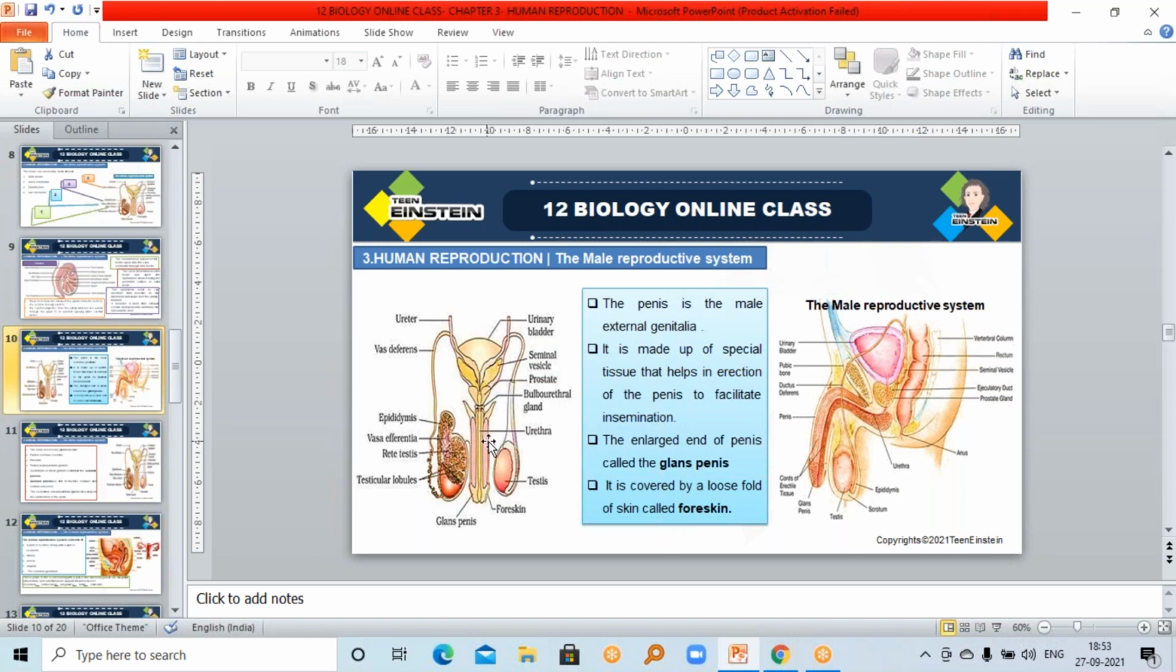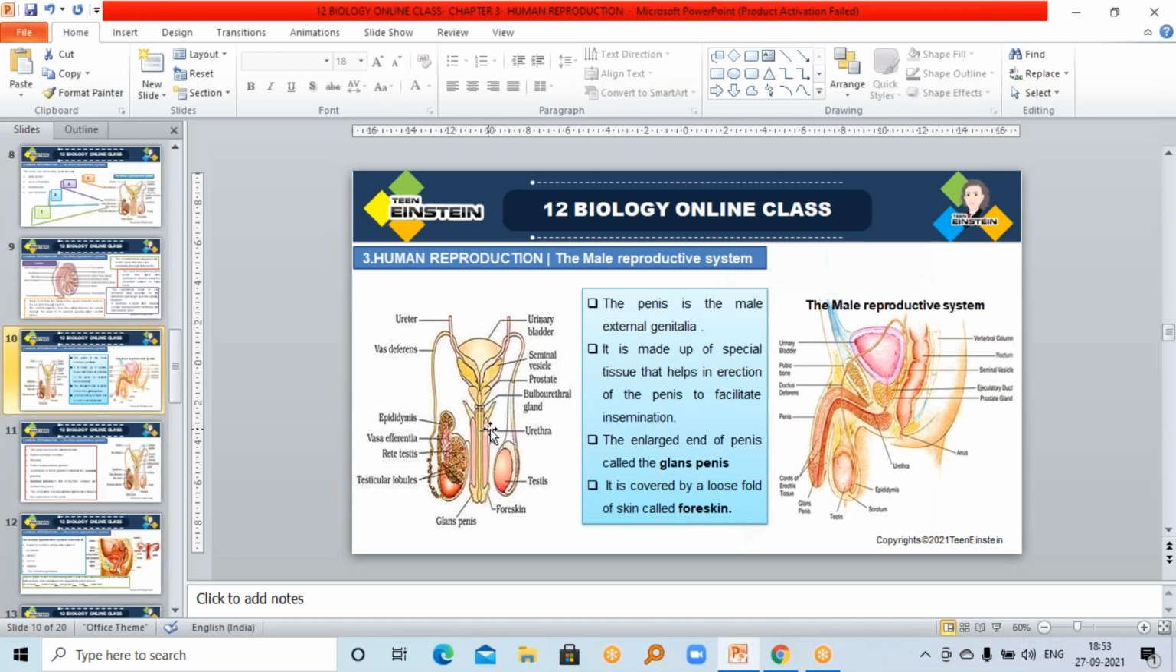Here you can see the vas deferens, that is carrying sperms. From here, the sperms are coming out through the vas deferens. So the carrying of sperm, that is the duty. And the ejaculatory ducts store and transport sperm from the testis to outside through the urethra.